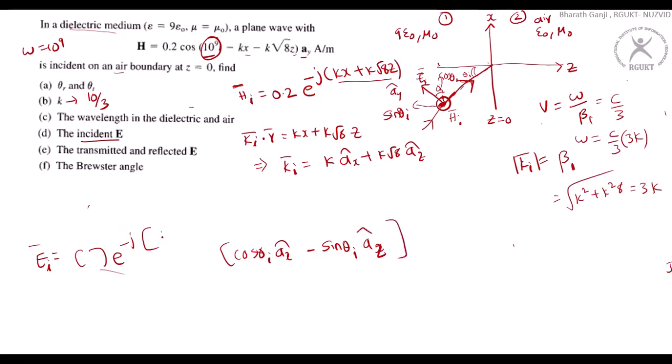And what about this k bar dot r bar? We already have this k bar, so it is simply k times x plus k root 8 times z. The other blank is to find the magnitude of it.